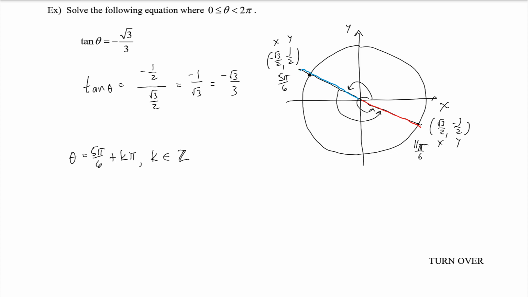Well, I already found those when I was making my circle. It's 5 pi over 6 and 11 pi over 6. There's not going to be any other answers that are positive numbers that are smaller than 2 pi. Because if I keep going around the circle, those are answers that are bigger than 2 pi. And if I go in the negative direction, I get negative angles, so I don't want that either. So I already know what they are. It's 5 pi over 6 and 11 pi over 6.